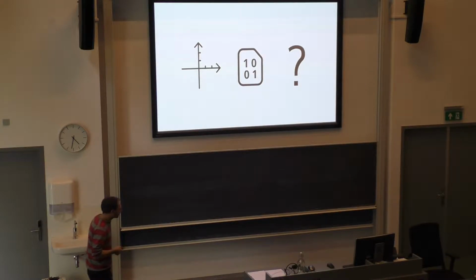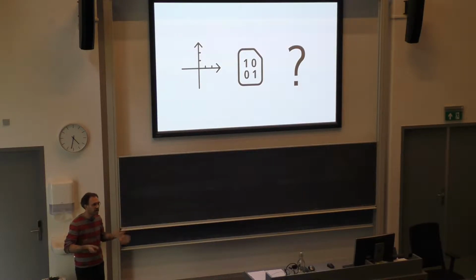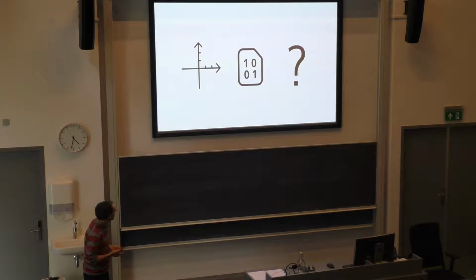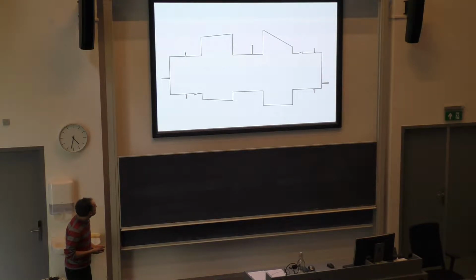And then a natural question is, can we place the torches at rational coordinates? How much precision do we need to place the torches? Ideally, we would say it doesn't really matter where exactly we place them, or maybe we don't need so much precision to describe a solution. And so, unfortunately, this is not the case.